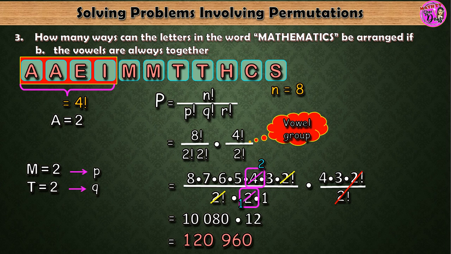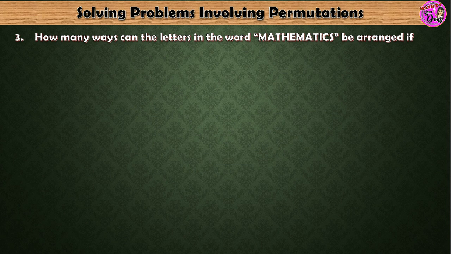120,960. Therefore, there are 120,960 ways we can arrange the letters if the vowels are always together. What if the vowels are never together?